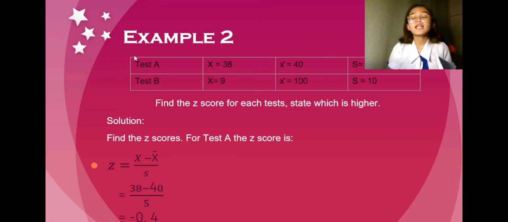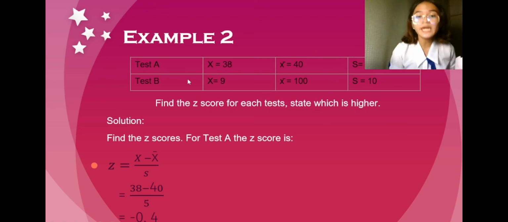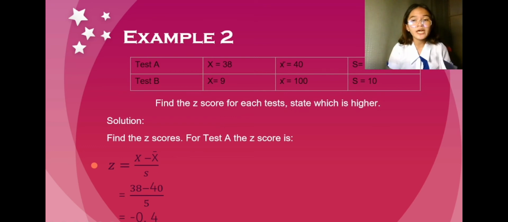So, first, let us solve the z-score of test A. Substitute. Our value is 38, our mean is 40, and the standard deviation is 5. So, solve. For our test A, the z-score is negative 0.4.